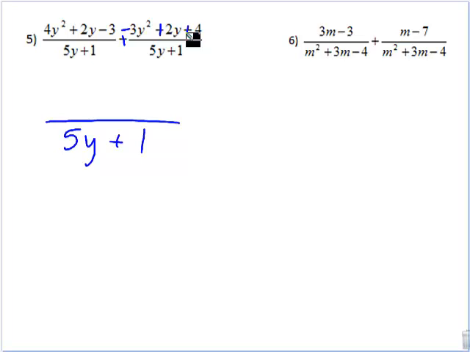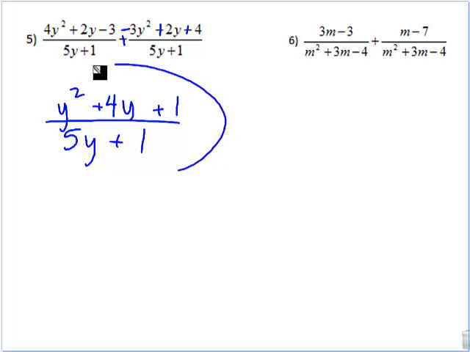Okay, so what do we end up getting here? Okay, so we get a 1y squared, 2y plus 2y, 4y, and negative 3 plus 4 plus 1. Is there any way y squared plus 4y plus 1 could factor and one of the factors be 5y plus 1? No. It's not going to happen because here your first term is 1. So our first term would have to be y and y. There's no way our first term would be 5y. So that's our simplified answer.